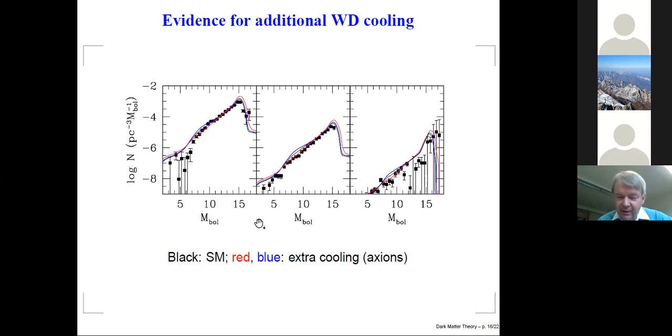Therefore, in this paper, they added some extra cooling mechanism with 2 different sizes, the blue and red. The red fits perfectly over here, but maybe exaggerates this peak at low temperatures a little bit, and the blue is somewhere in between. Now, the extra cooling that they included is from axions, so it cannot be directly translated into our scenario because the temperature dependence is also a bit different than in our scenario. But nevertheless, at least there is some indication that indeed some extra cooling mechanism for white dwarfs might be preferred.